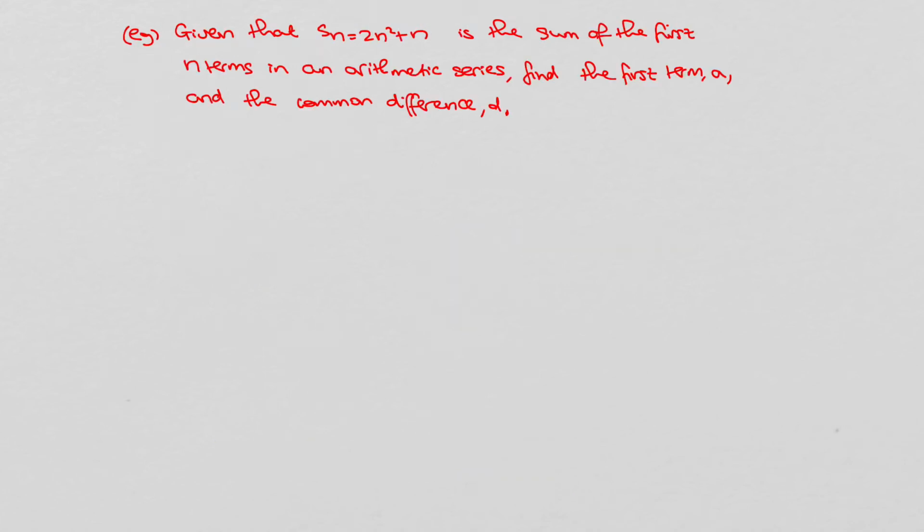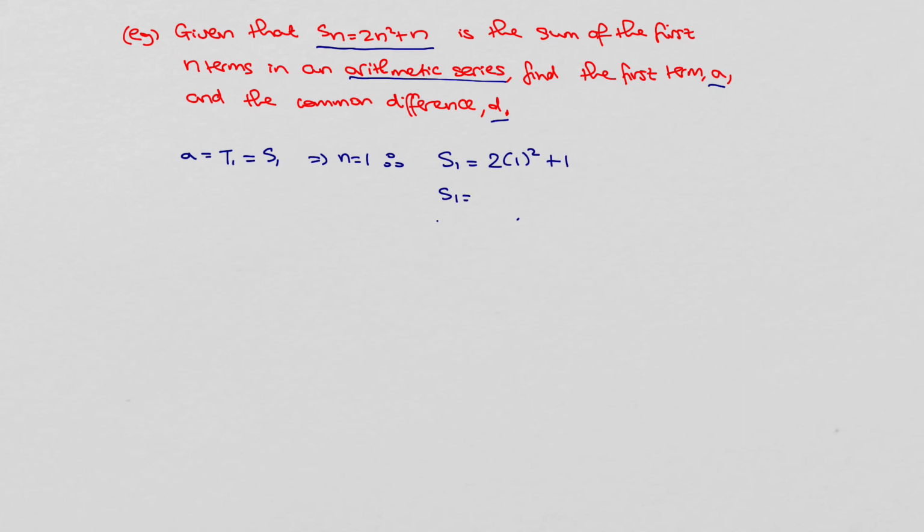So for example, we could be given the equation for a sum to n terms of an arithmetic series and asked to simply find the common difference and the first term, so finding A and D. So if we wanted to find A, well, we know A is the first term in any arithmetic series, but that's also the sum of the first term. So that means if I let n equal 1, then I get S of 1 is equal to 2 times 1 squared plus 1. So in other words, S of 1 is 2 plus 1, which is 3. So in other words, the first term in my arithmetic series here is 3.